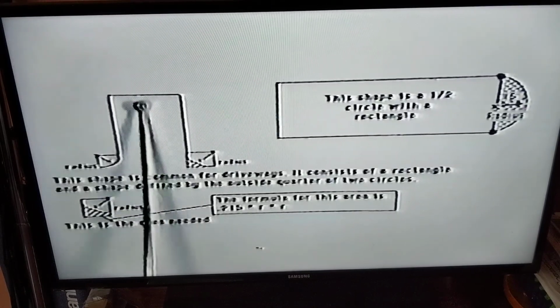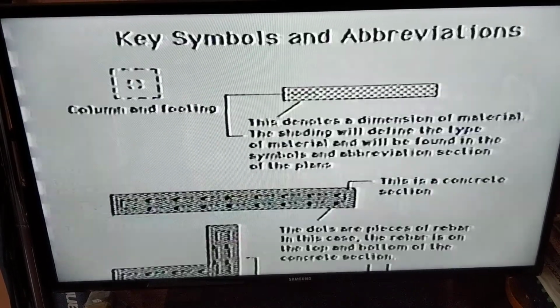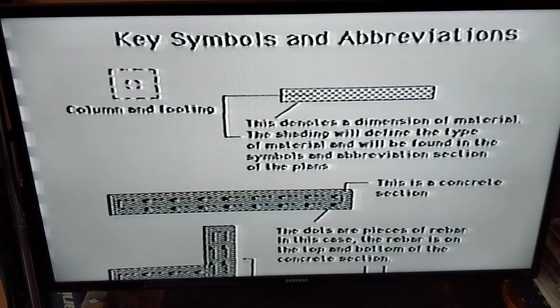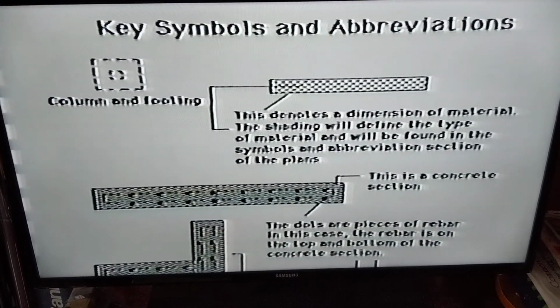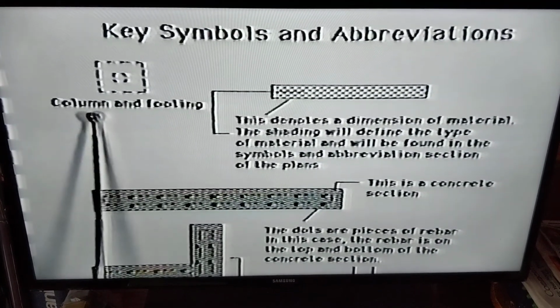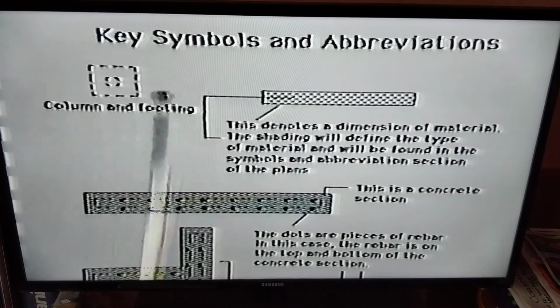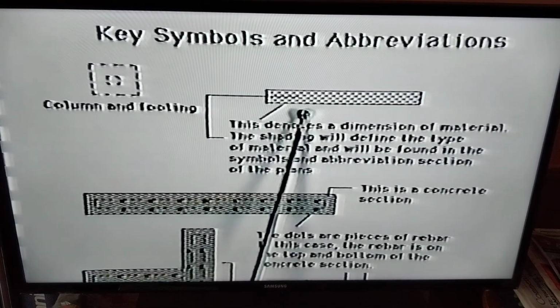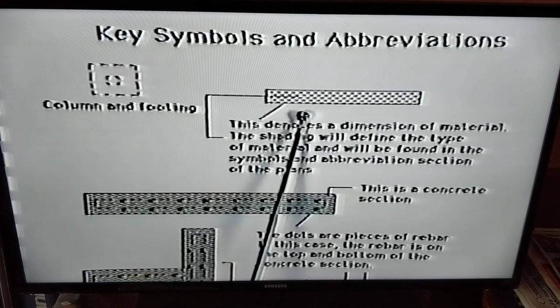Basic rectangular shape in order to find the area. The next page that you have continues this conversation. Here we have an example of a column and a footing. Here we have an example denoting a type of material which would be shown in a schedule.